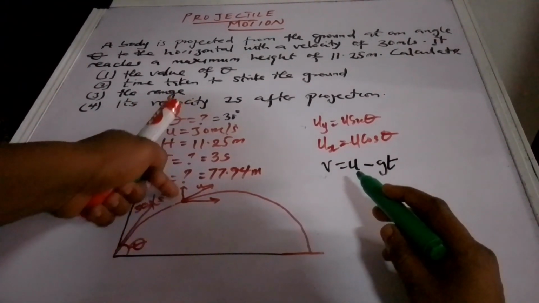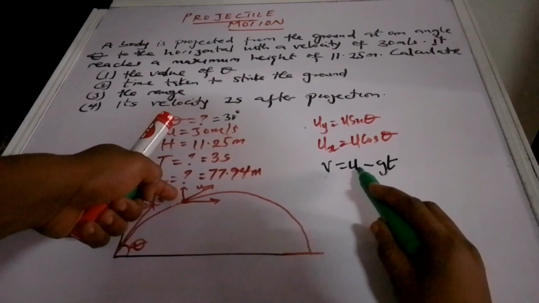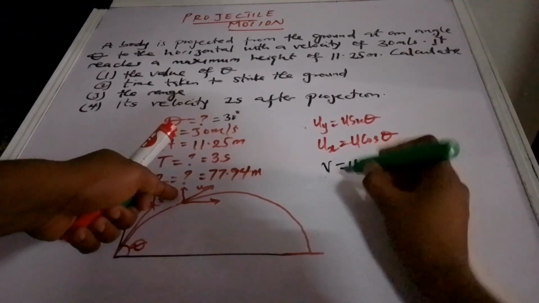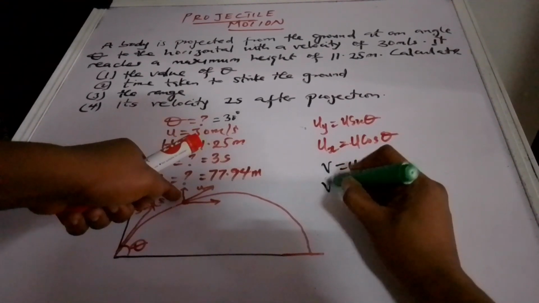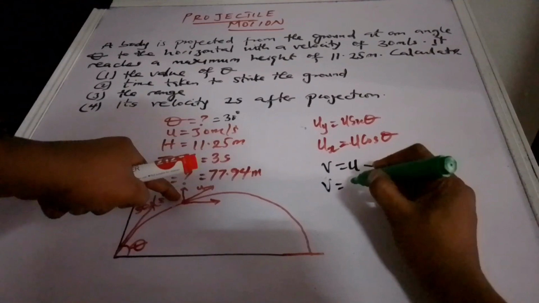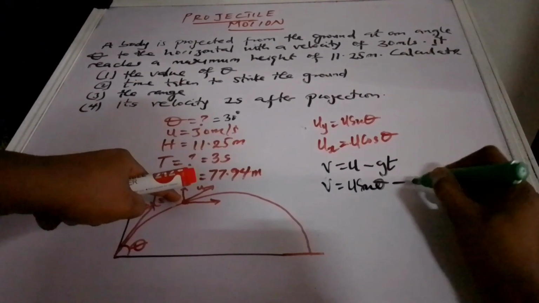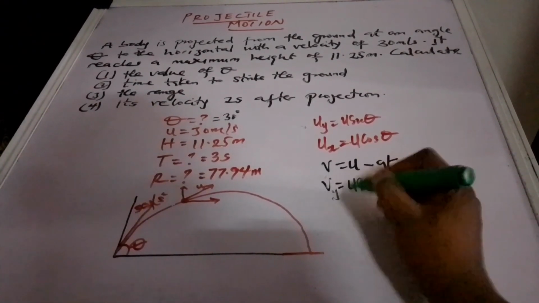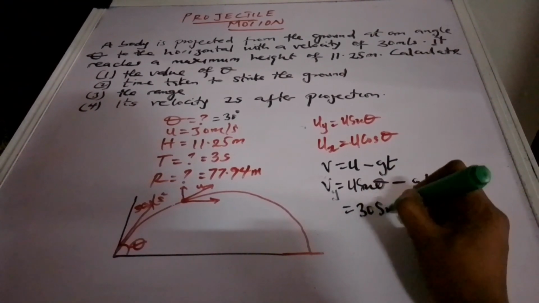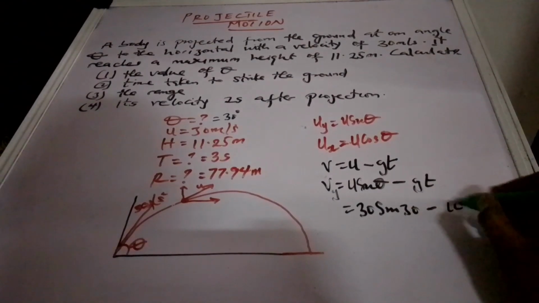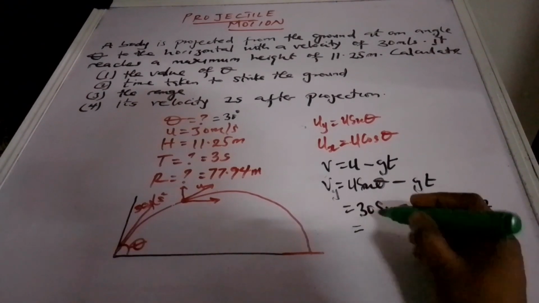We want to know the vertical component here, and for the vertical component, velocity is changing under gravity. Our u for the vertical component is u sine theta. So our u is u sine theta minus gt. So our vy is going to be, and what's our u? u is 30 sine 30 minus 10 multiplied by t. And they say t is 2 seconds after projection. So let's see what we are going to have.